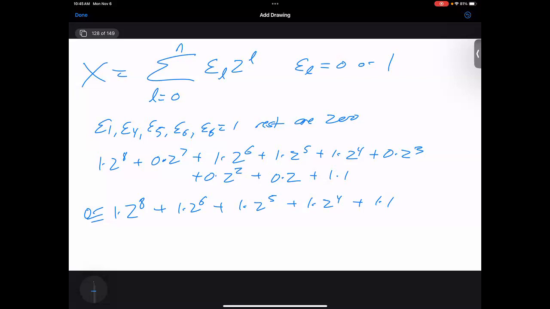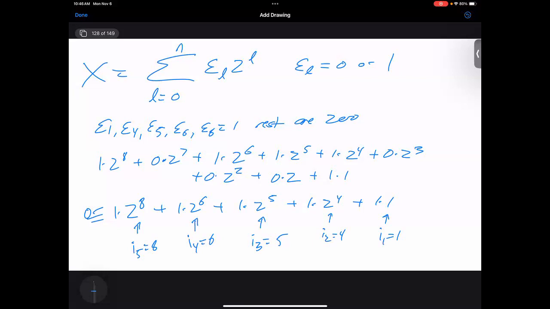And so this would be my I1. This would be my I2. This would be my I3. This would be my I4. And this would be my I5.